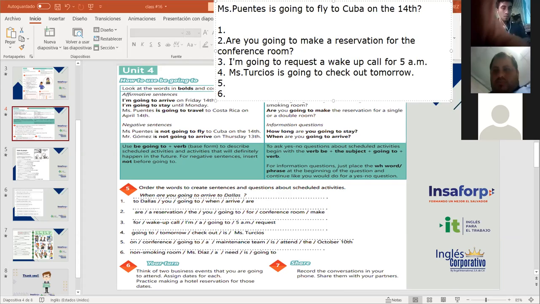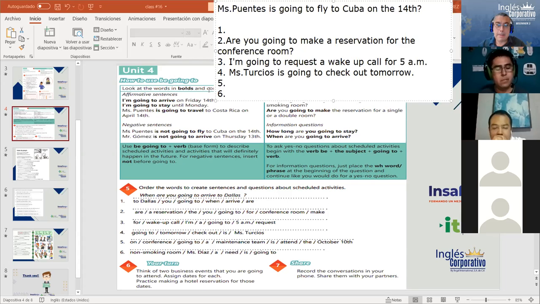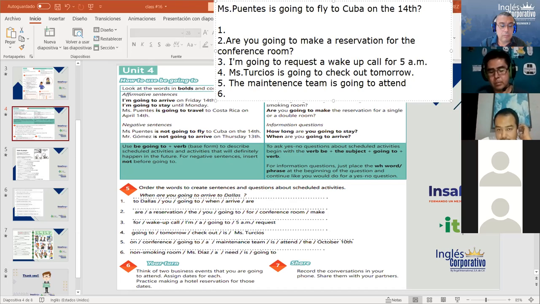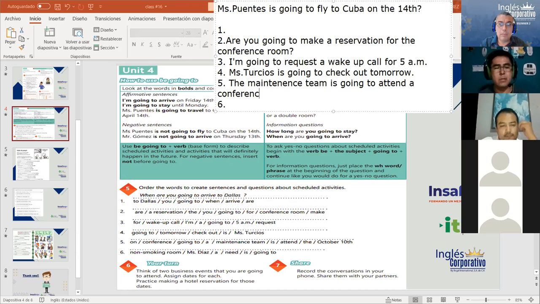Number five. Jonathan. Maintenance. Okay, the maintenance team. Okay, the maintenance team is going to attend a conference on October 10th. All right. Very good. That is correct, right? El equipo de mantenimiento, right? The maintenance team is going to attend a conference on October 10th. That is correct. Number six, Jessica.